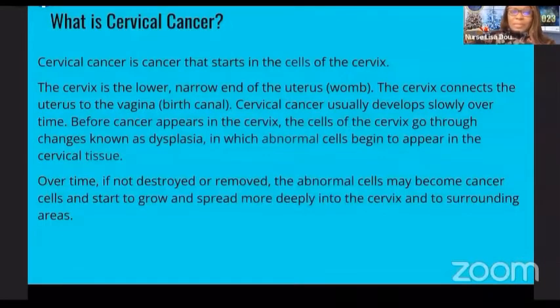So what is cervical cancer? Cervical cancer is a cancer that starts in the cells of the cervix. The cervix is the lower and, again, narrow end of the uterus, the womb. The cervix connects the uterus to the vagina, the birth canal. Cervical cancer usually develops slowly over time. Before cancer appears in the cervix, the cells of the cervix go through changes known as dysplasia, in which abnormal cells begin to appear in the cervical tissue. Over time, if not destroyed or removed, the abnormal cells may become cancer cells and start to grow and spread more deeply into the cervix and to surrounding areas.